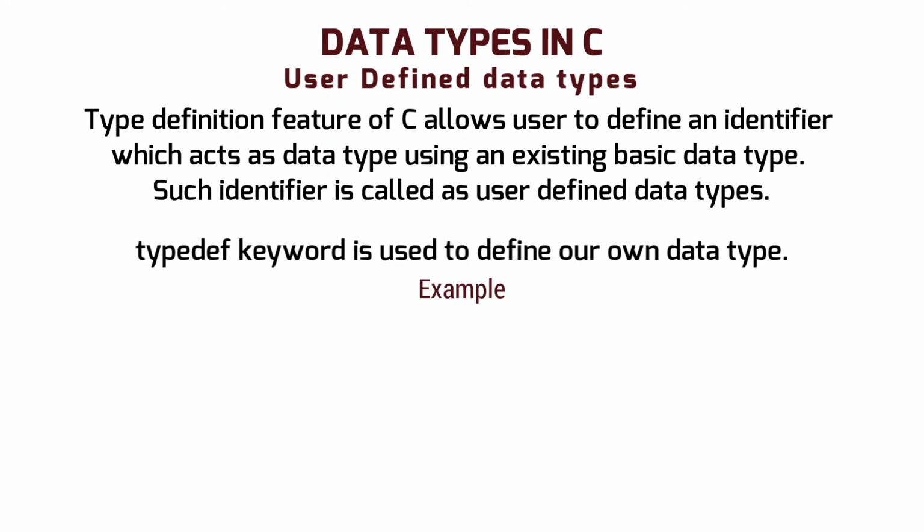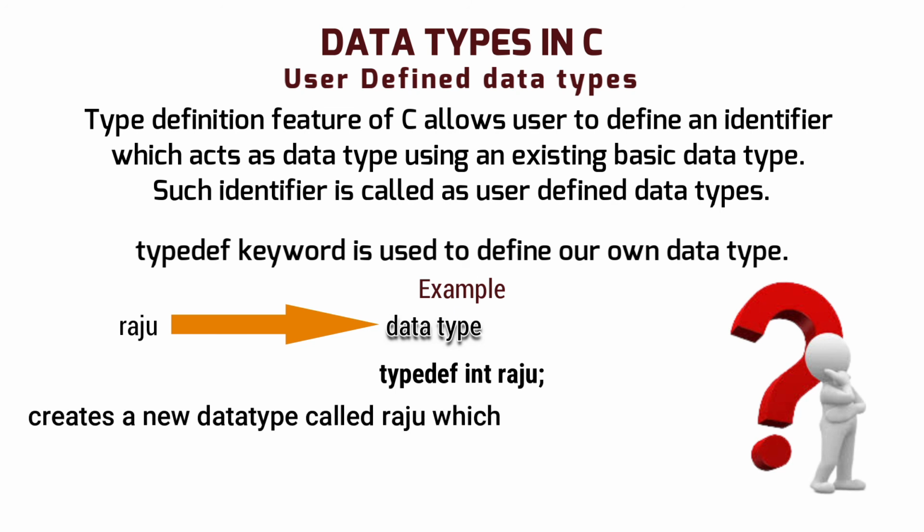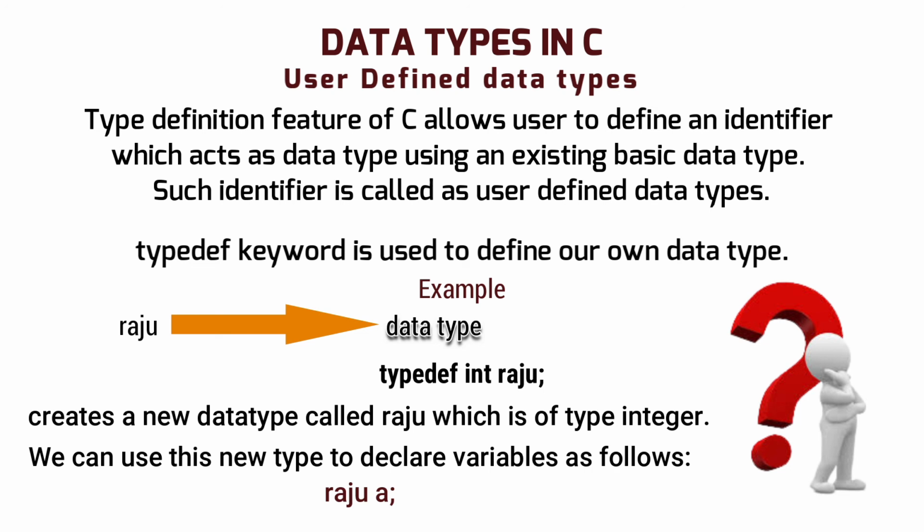For example, I want Raju as a data type name. How am I going to use this Raju name as my user defined data type? It is given like this. The statement will be: typedef int Raju. This creates a new data type called Raju, which is of type integer, and we can use this new type to declare variables as follows, like Raju A.